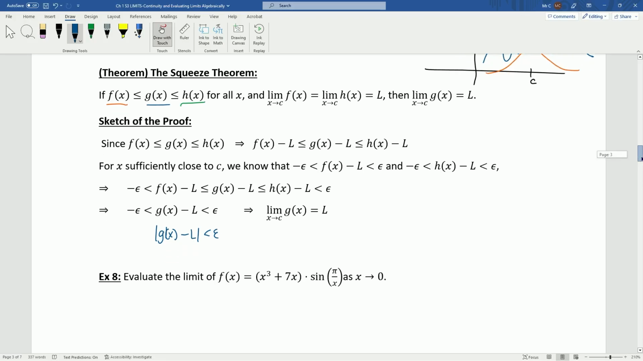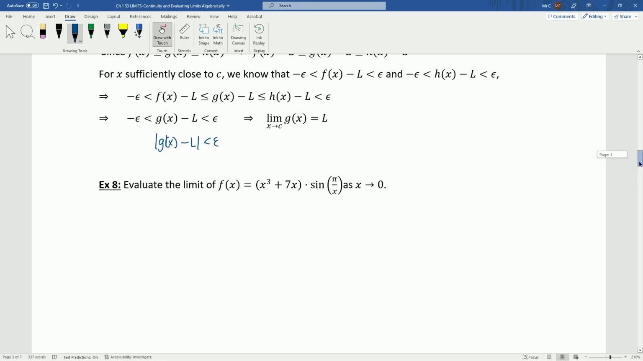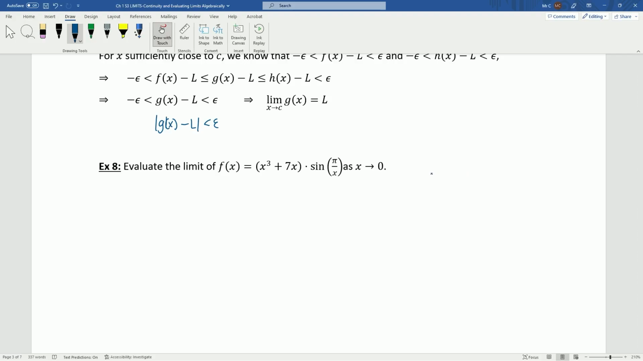Okay, so let's use it. How do we use the squeeze theorem? Well, to use the squeeze theorem, we have to rely on properties of functions we know. Here, it's asking to evaluate the limit as x approaches 0 of x cubed plus 7x times sine of pi over x. But this expression, sine of pi over x, is undefined when x is 0, right? It's not going to be continuous because we can't divide by 0.